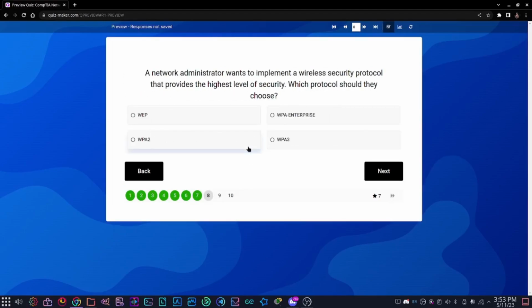Question 8. A network administrator wants to implement a wireless security protocol that provides the highest level of security. Which protocol should they choose? We have WEP, WPA Enterprise, WPA2, and WPA3. We know that WEP has the lowest security, and WPA2 is slowly being deprecated, so our answer here is going to be WPA3.